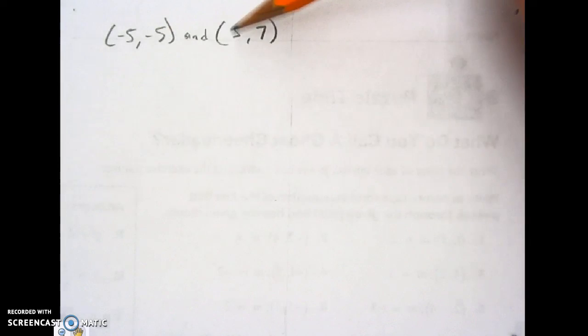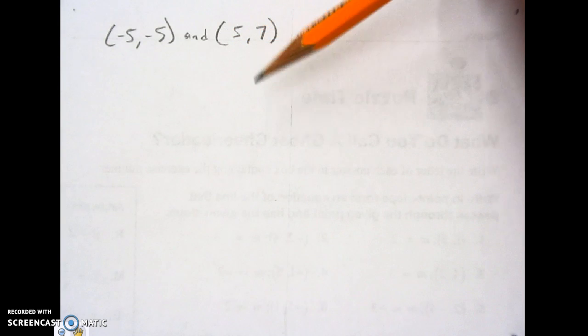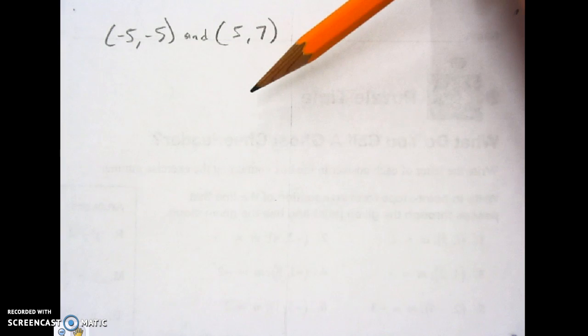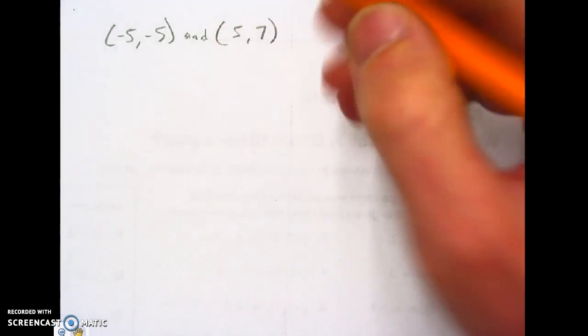All right, we're going to be writing an equation from 2 points. I'm going to find the slope first. Then I'm going to plug it into point slope form, and then I'm going to rearrange it into y equals mx plus b. So first thing I'm going to do is find my slope.